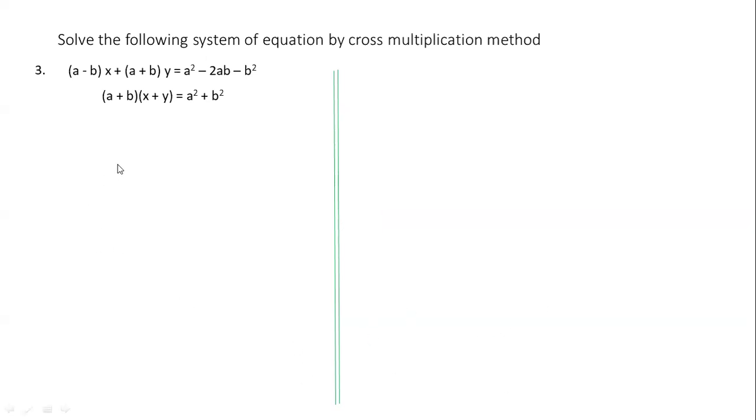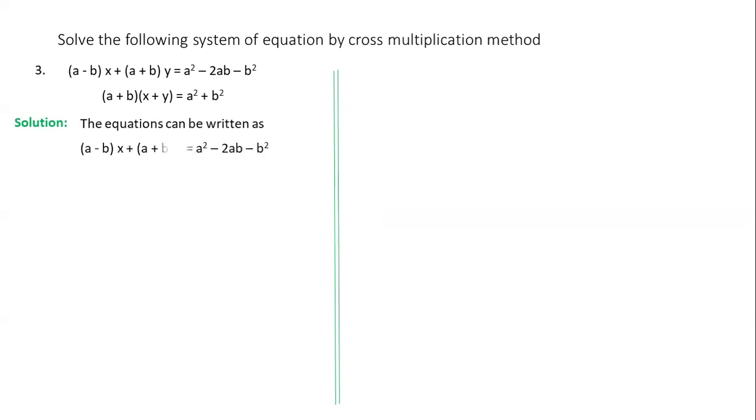Now if you see here, how it is, A minus B X plus A plus B Y is equal to A square minus 2AB minus B square. And here A plus B X plus Y. So here we're going to open the bracket. So now you see how the solution will be.